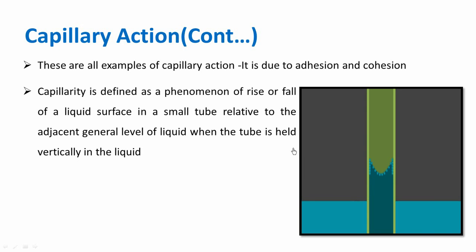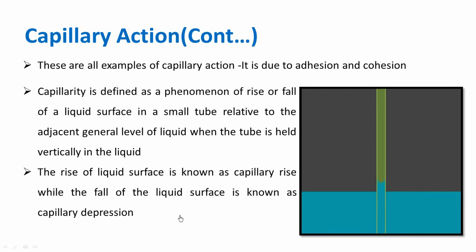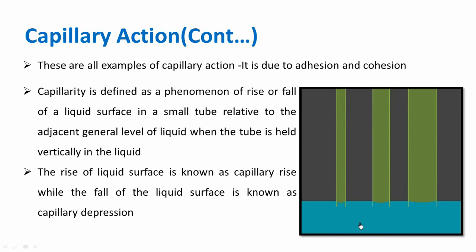When the tube is held vertical in the liquid, so this is the tube which is held vertical in the larger liquid container. The rise of the liquid surface is known as capillary rise, while the fall of the liquid surface is known as capillary depression. So you can see here, a tube is inserted into the container such that the level of the liquid rises.